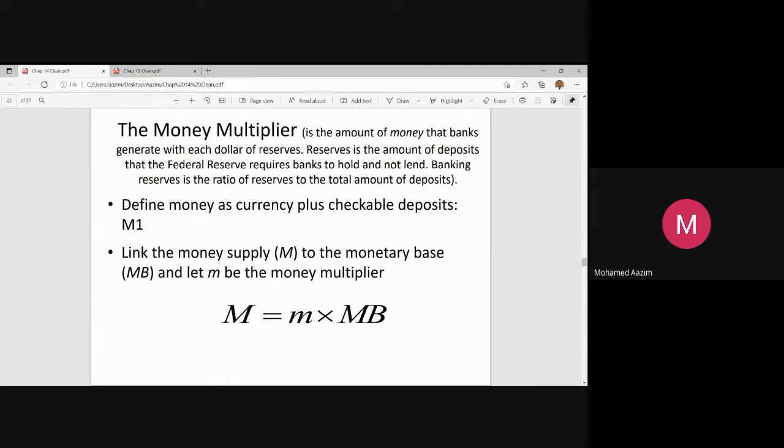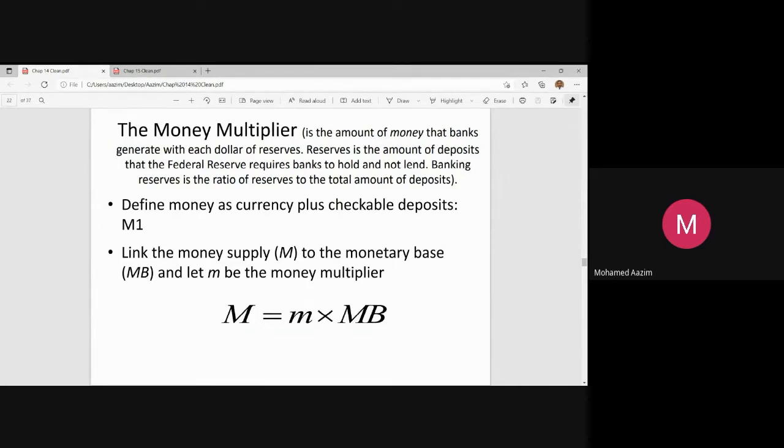When the banks keep reserves with the central bank or the Federal Reserve, that itself gives the bank the ability to create a certain amount of money, and that creation ability is defined by this multiplier. So if somebody wants you to define this, you can simply say the multiplier is the amount of money that banks generate with each dollar of reserves. Reserves are the amount of deposits that the central bank requires banks to hold and not lend.